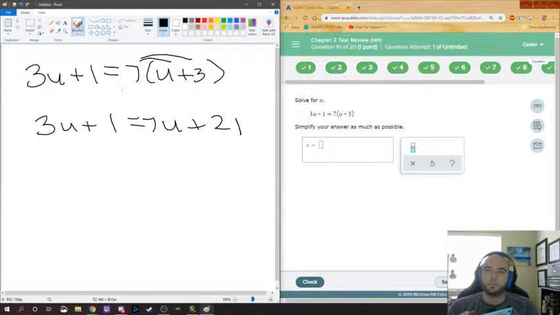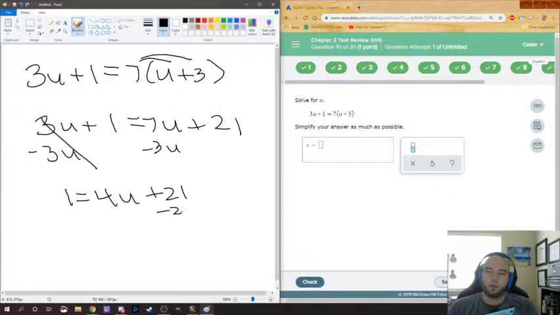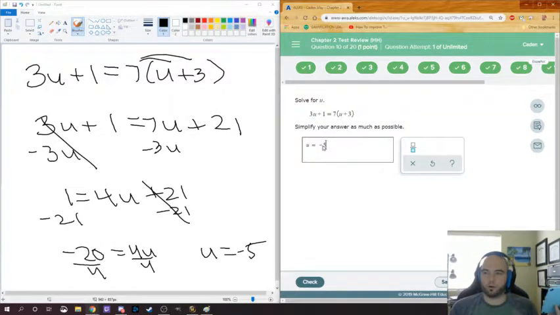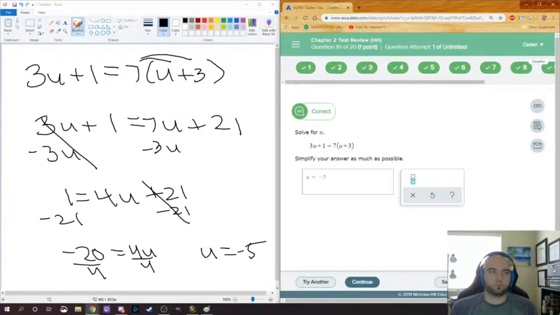So I distribute this 7. I get 7u plus 21. So in this case, if there's a parentheses, you got to distribute that first. Then do the normal stuff. I take away the lesser variable, so I take away 3u. 1 equals 4u plus 21. I would like to minus 21 on both sides. Negative 20 equals 4u. And divide by 4. And u equals negative 5. So same kind of stuff as everything else. You got to just distribute first before you combine stuff and move it and all that good stuff.